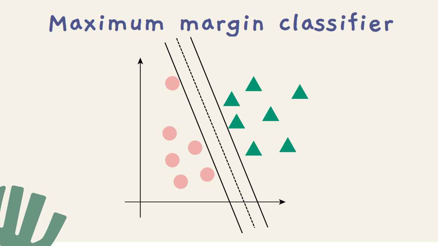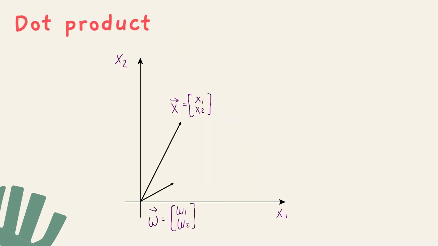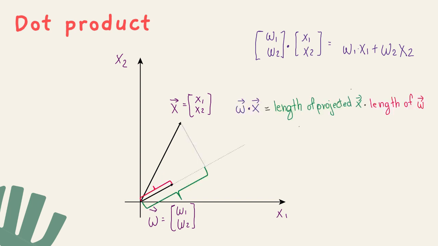To answer this question, we first need to remind ourselves of the dot product, the pillar of the SVM algorithm. Let's say we have a vector x and a vector w. We are projecting the vector x onto the vector w, and this order plays a role in SVM, so keep that in mind. This dot product is a scalar, and it is the length of the projection of vector x onto vector w times the length of the vector w.